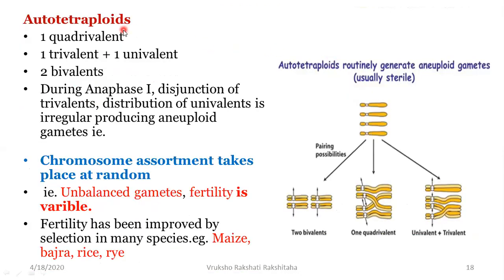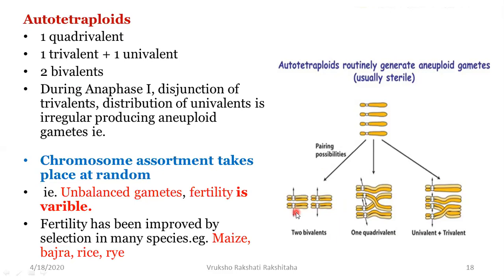Now, let us discuss autotetraploids. Look at this picture. There are four chromosomes, that is, autotetraploids have four copies of the same chromosome. Now, what are the pairing possibilities? The pairing possibility is that two bivalents may be formed.